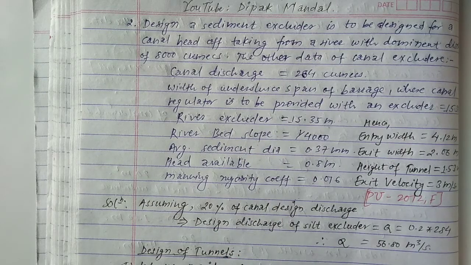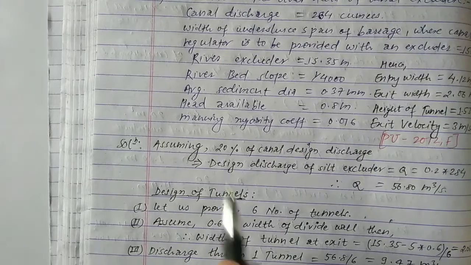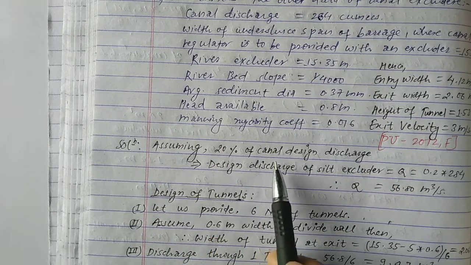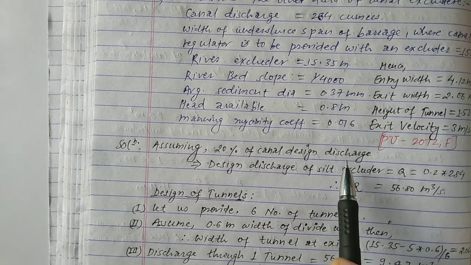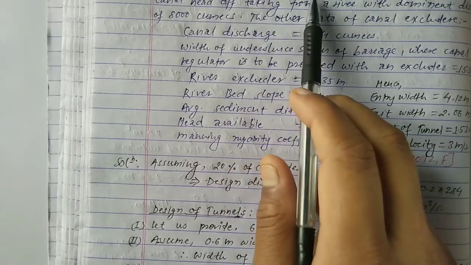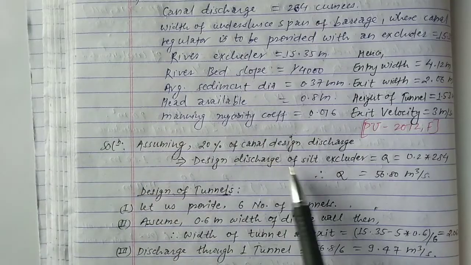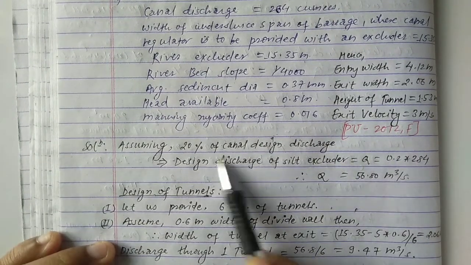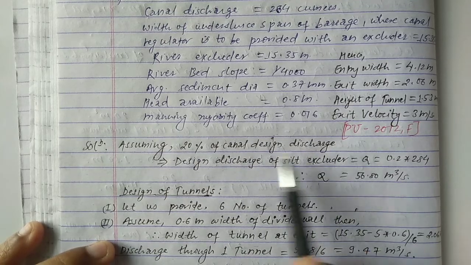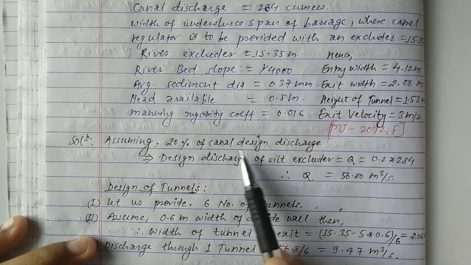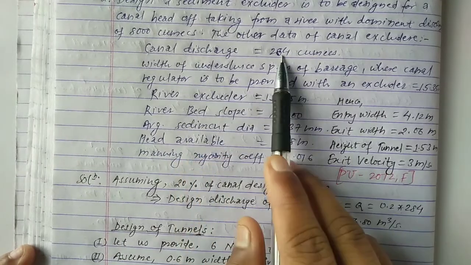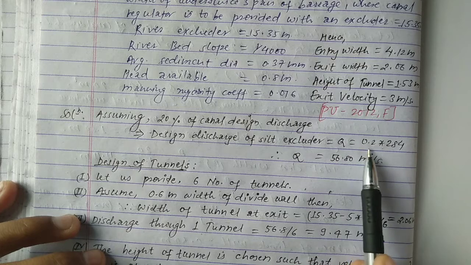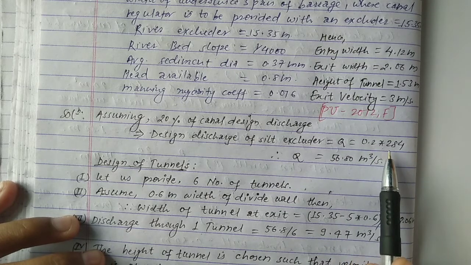Now we have to design. Let's see the solution. As we already discussed in the previous video, we have to take 20% of the canal design discharge for the discharge of the sediment excluder. So the design discharge of a silt excluder is taken as 20% of the canal discharge. It means 0.2 into the canal design discharge, which is given in the question as 284. So we just multiply 0.2 into 284.